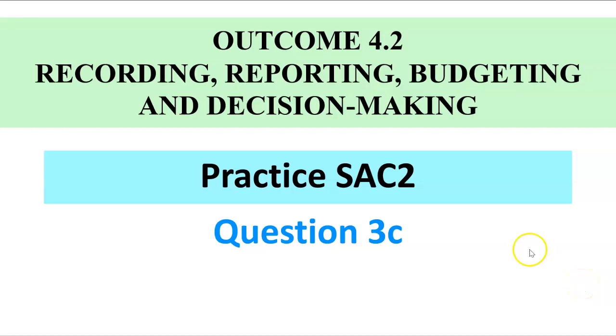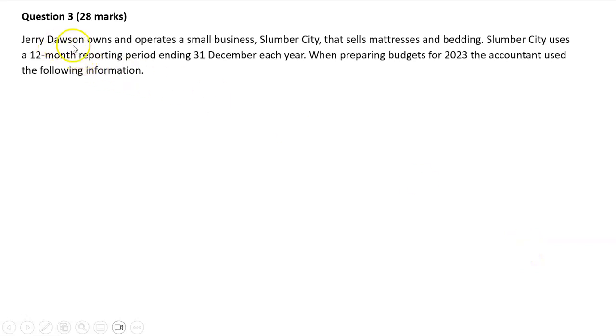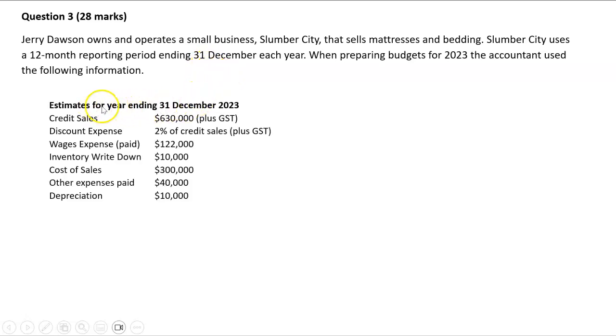Question 3C was our final ledger reconstruction question, and we're using the same info. So we've got a business called Columbus City, and it has a 12-month reporting period, and it's doing a budget for the 12 months ended 31st of December 2023. And the information we're given was the following estimates of things that we expect to happen during 2023. So these are all guesses because it's a budget.